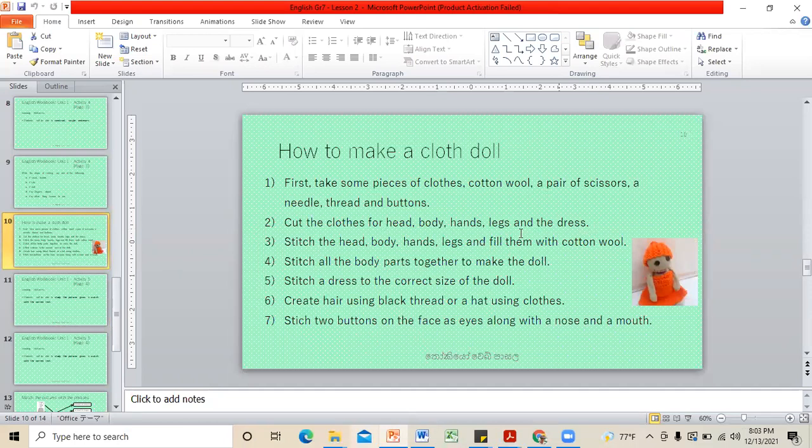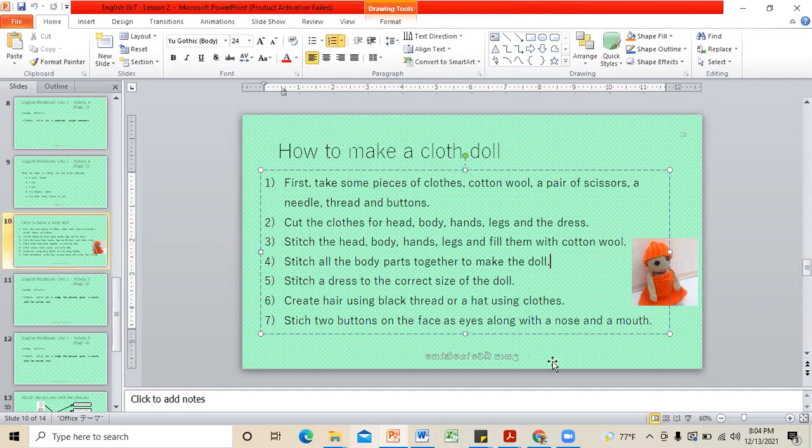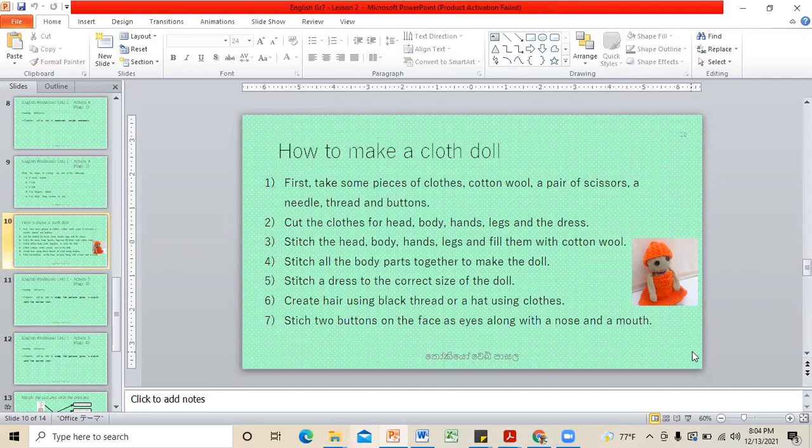No meaning, right? So we need these commas to show the other person that there are 5 things here, right? Head, body, hands, legs, and the dress. So there are 5 different things. In order to differentiate those 5 things, we need to have the commas, right? And then when we end a sentence, we will have to have a full stop, right?